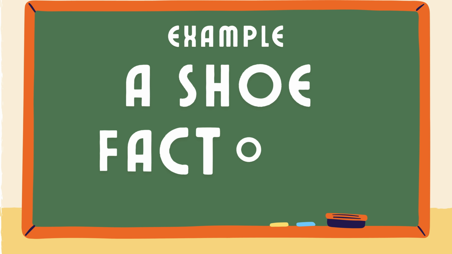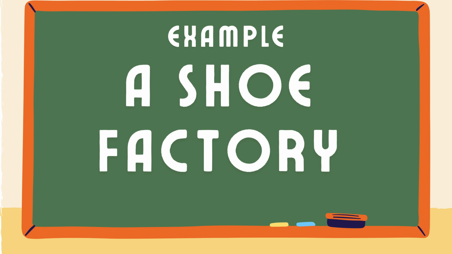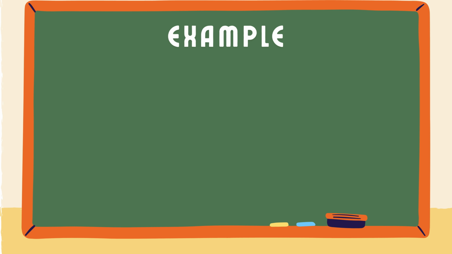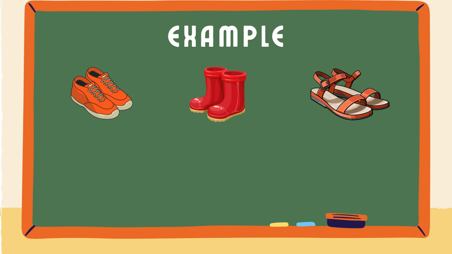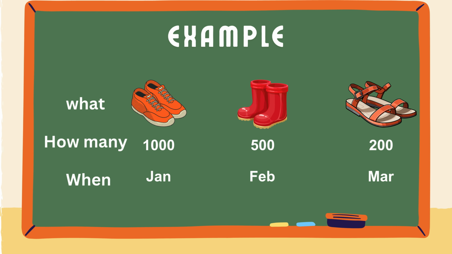Now let's understand with a simple example. Imagine you run a shoe factory. Your master production schedule will tell you what to make: sneakers, boots, or sandals; how many to make: 1,000 pairs of sneakers, 500 pairs of boots, and 200 pairs of sandals; when to make them: produce sneakers in January, boots in February, and sandals in March. This plan helps you organize your factory's work, ensuring you have the right materials and workers to meet customer demands on time.